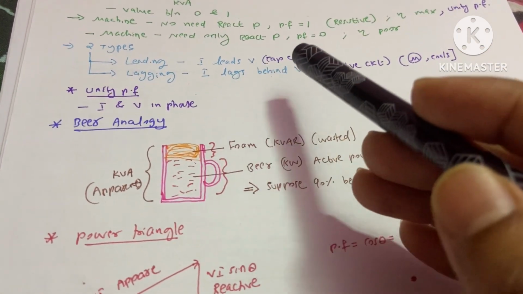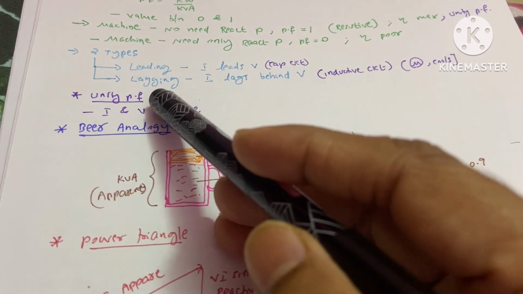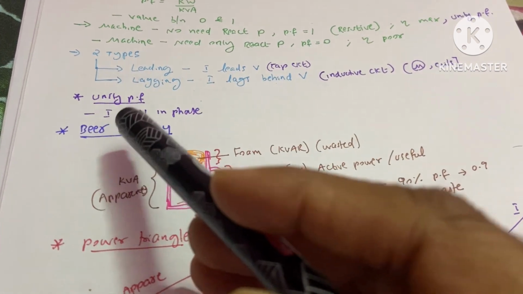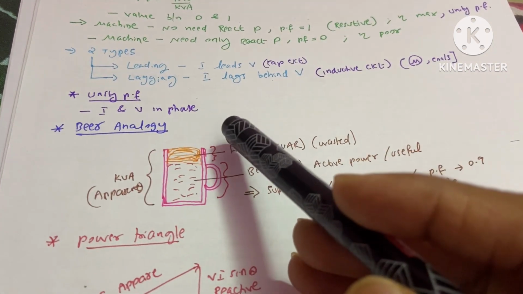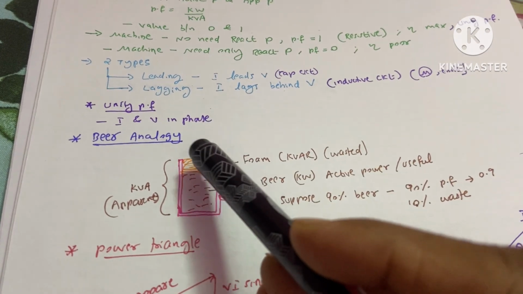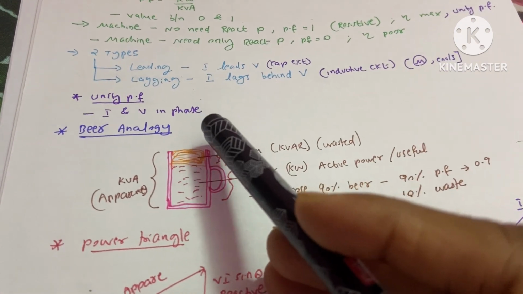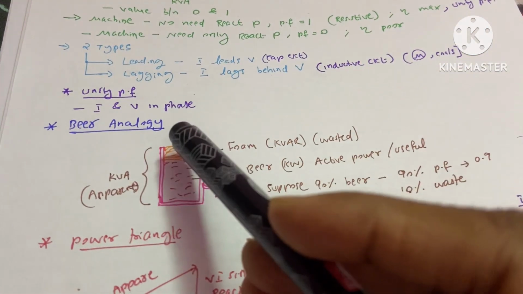And I already told you about unity power factor. It means if your current and voltage are in phase, there is no lagging or leading. We could say it has unity power factor.